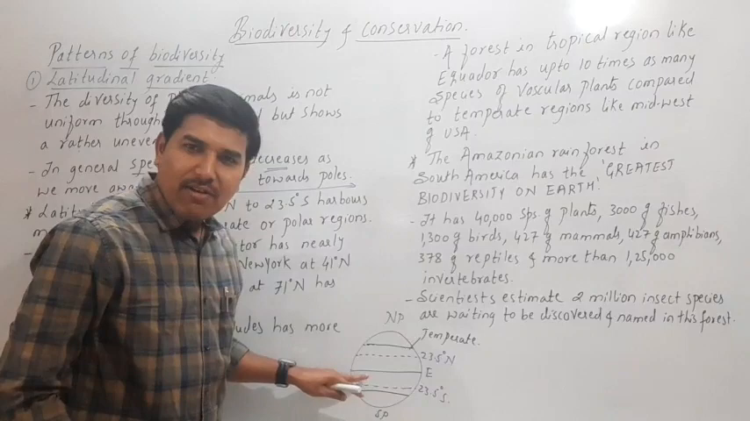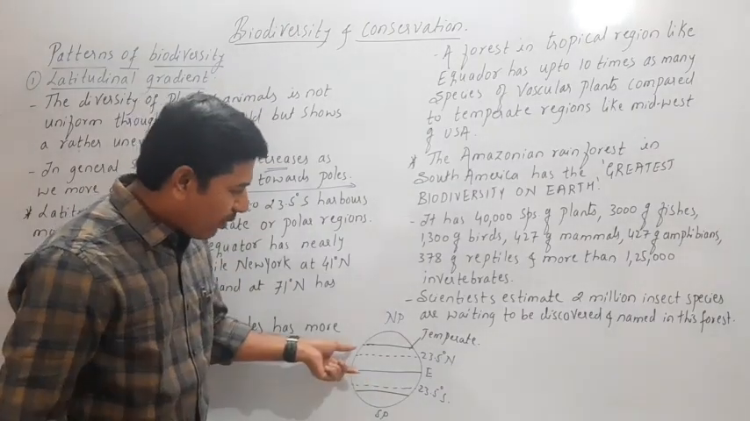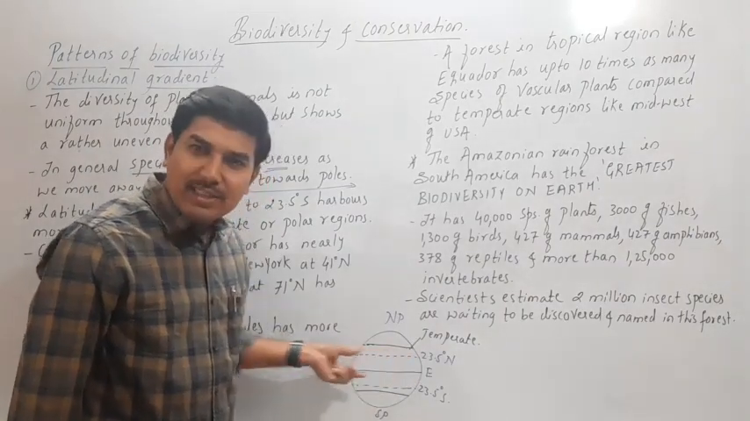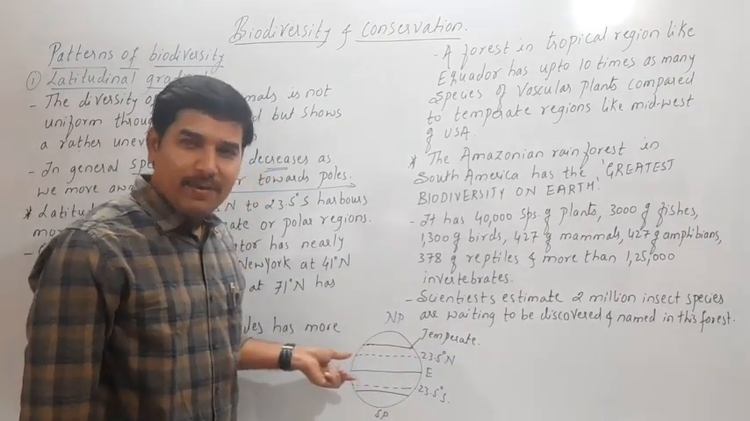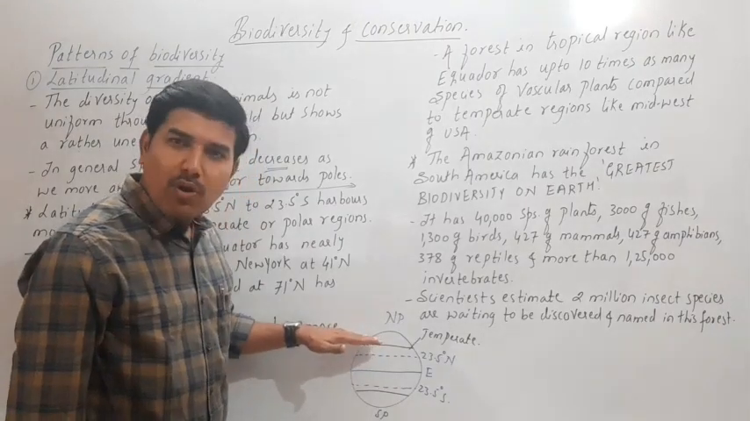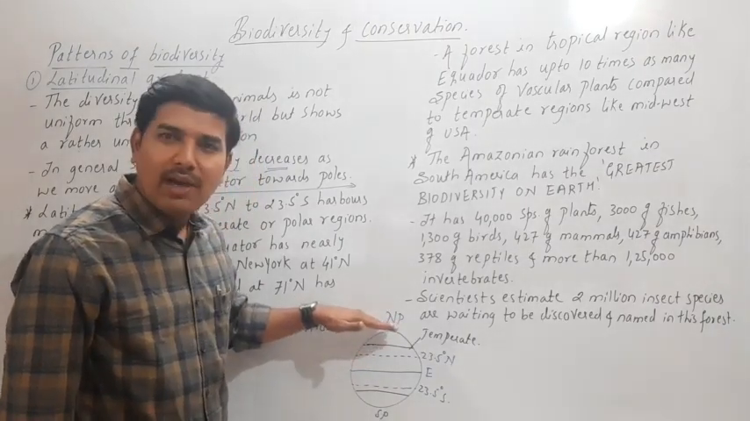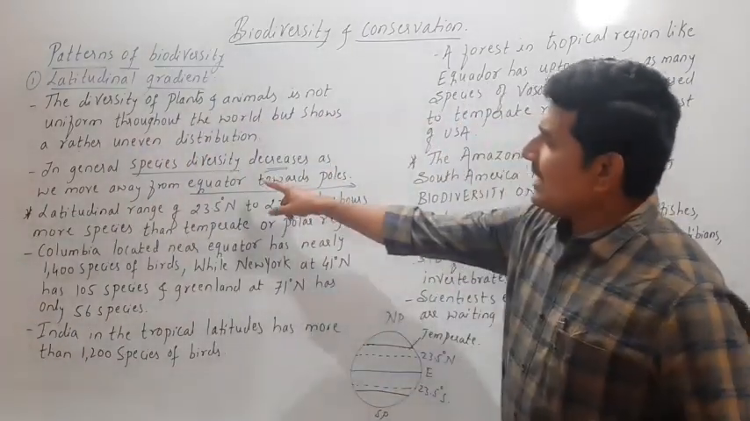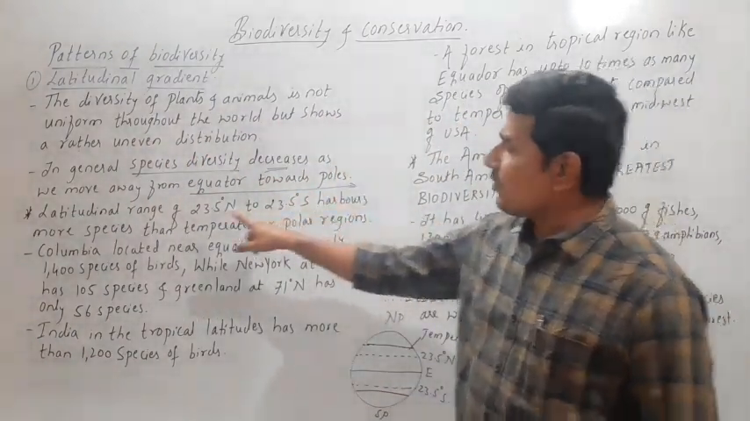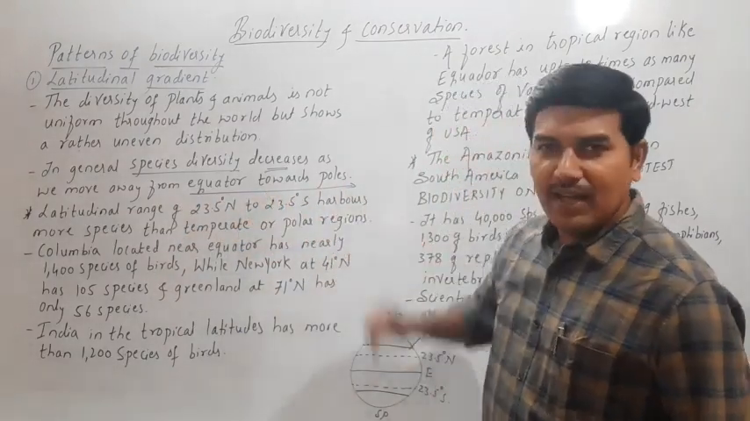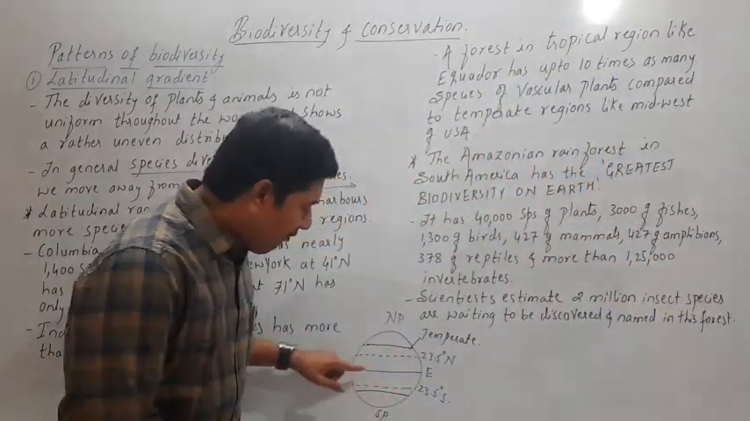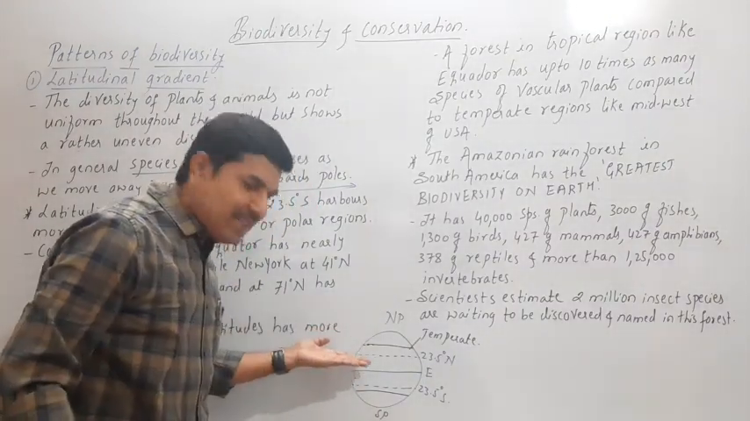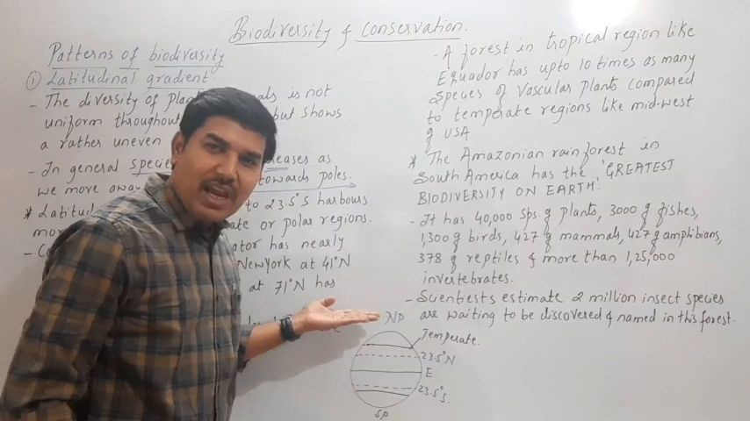So this is the equator. From the equator, 23.5 degree north and 23.5 degree south, this belt we call a tropical belt. Above this we call it temperate. Above this we call polar regions. Now look at the statement here. In general, species diversity decreases as we move away from the equator towards the poles. That means if we move from the equator towards the polar region, the species diversity decreases, and vice versa.